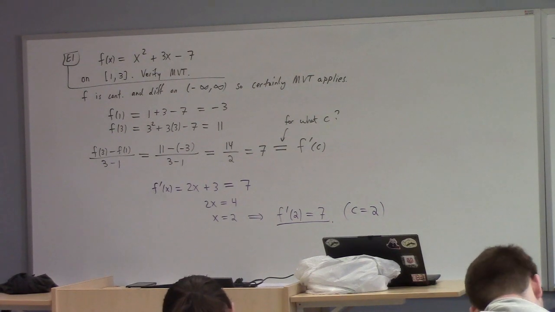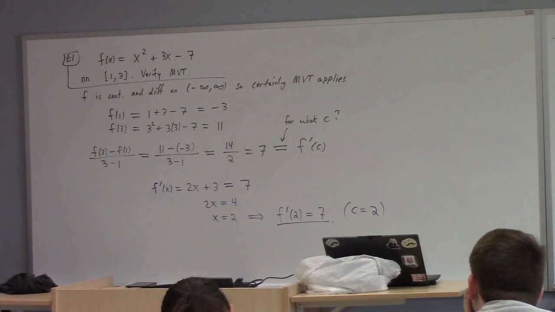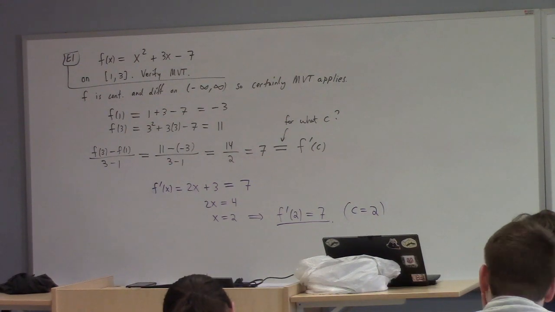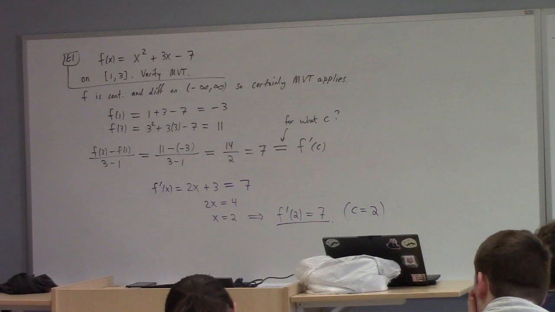Same for Rolle's theorem. For Rolle's theorem, you need to verify that the values of the function match at the beginning and the ending of the interval, and then find the place where the derivative is 0.